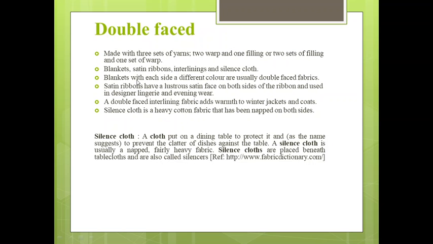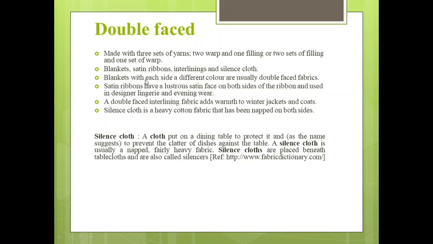Now the last category in woven double cloth is double faced fabric. This is made with 3 sets of yarn, 2 warp and 1 filling, or 2 sets of filling and 1 set of warp. Here the examples are blankets, satin ribbon, interlining, and silence cloth.